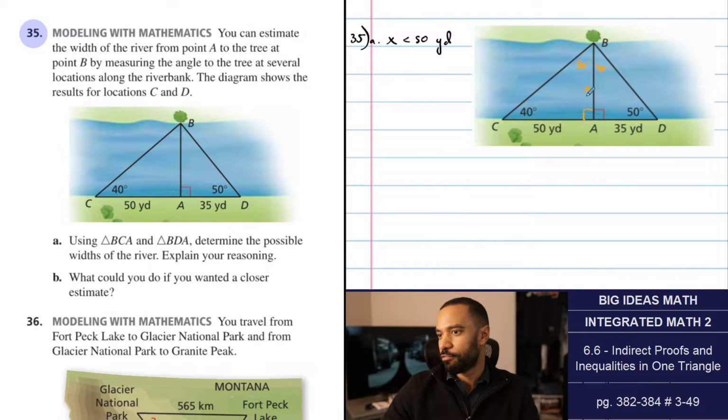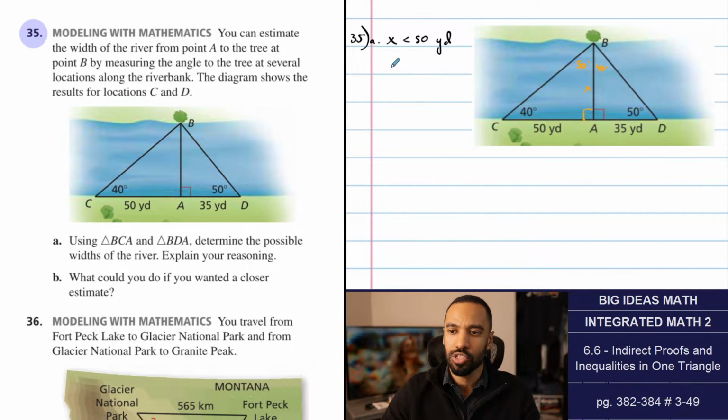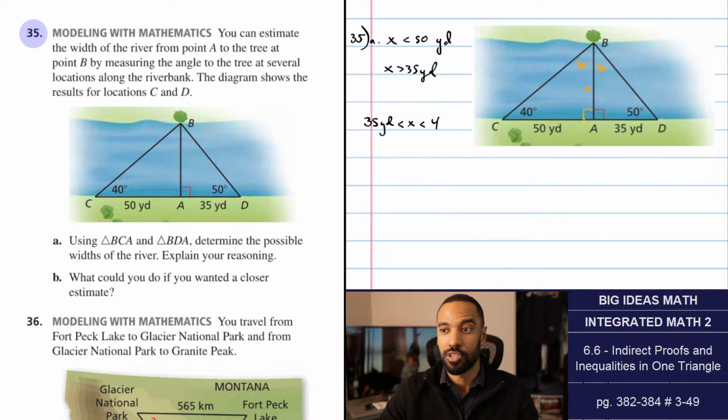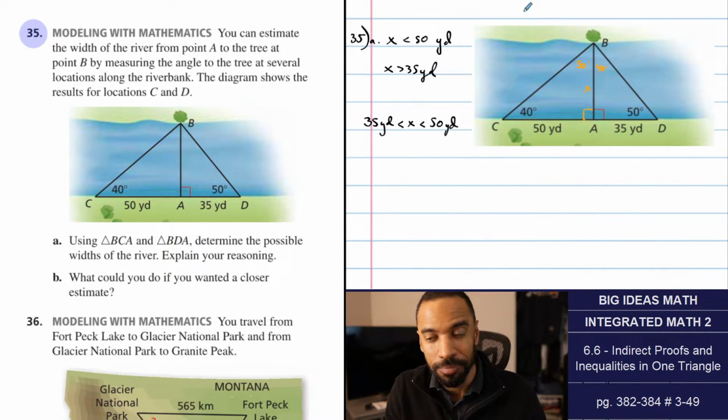However, this being 50 right here needs to be bigger than the side opposite this angle here where the 40 says 35 yards. So X also has to be greater than 35 yards. Therefore, X has to be between 35 yards and 50 yards. How much in between? I don't know. It needs to be in between. Again, we're not using trigonometry to figure this out, although you could.